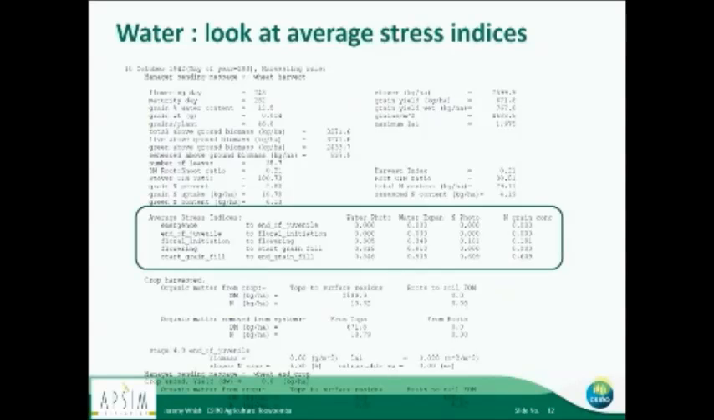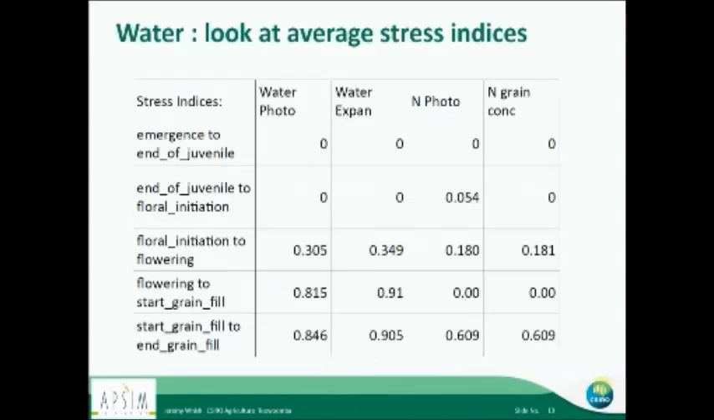This is a summary file. I didn't expect it to be as clear as that on this big screen, so I've actually taken that box and created it into a table so you can all read it. Look at the water. In here you can see that water photosynthesis and water expansion values start to get stresses. This is a 0 to 1 scale, so when you start getting up around 0.8 and 0.9, there is a lot of water stress occurring.